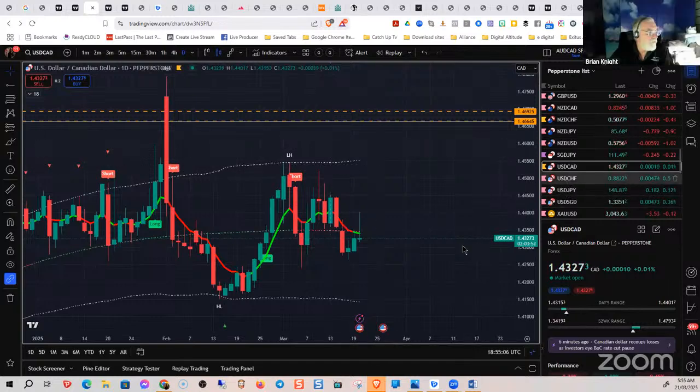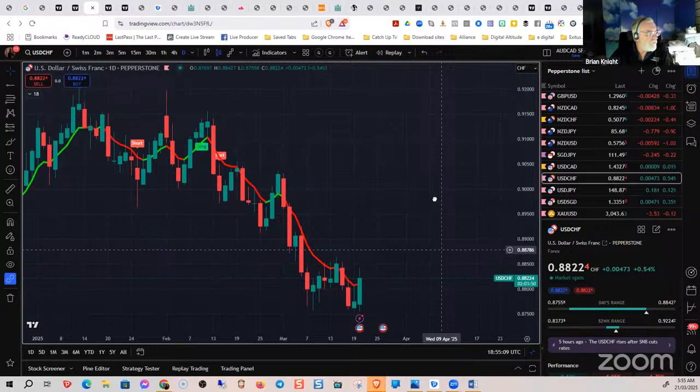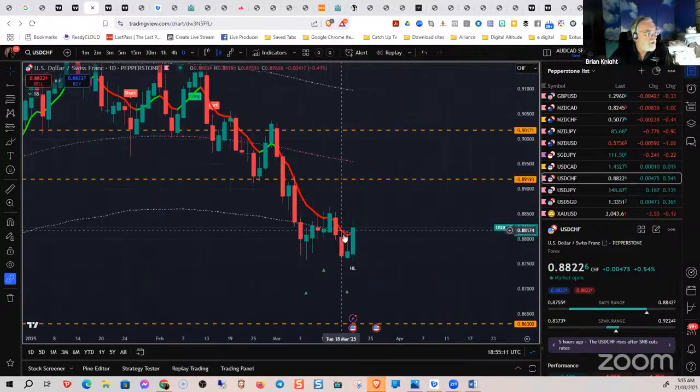USD CHF, still nothing there. It hasn't turned, still got the trend bar red.